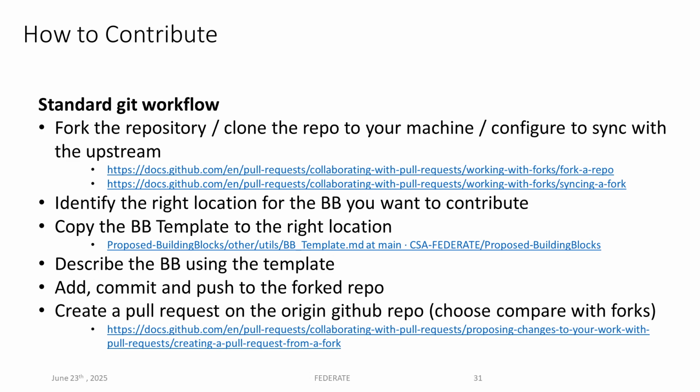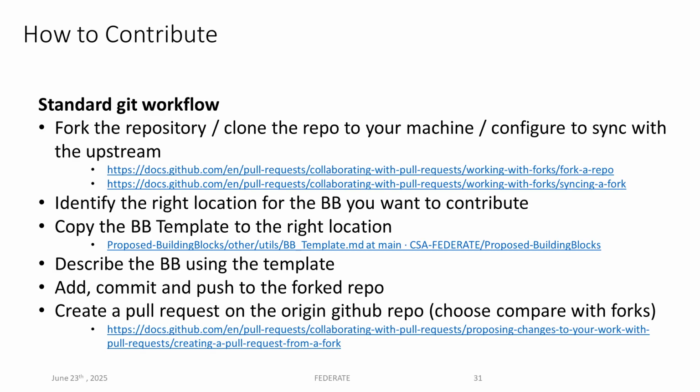In general, it's like the standard GitHub workflow. The first thing is, if you are not in a maintainer role, then the only chance you have is to fork the repository. Once you have the fork in your private GitHub environment, you can clone it to your development machine and configure the sync with the upstream. There are some links on how to do that. Then identify the right location for the building block you want to contribute. That means figure out, for example, whether it is a stack component running in the middleware layer in the configuration functional cluster, then add the building block description there.